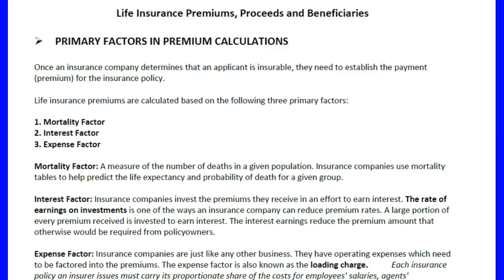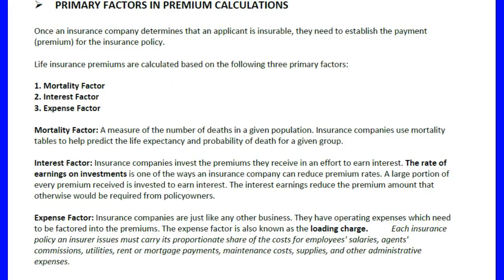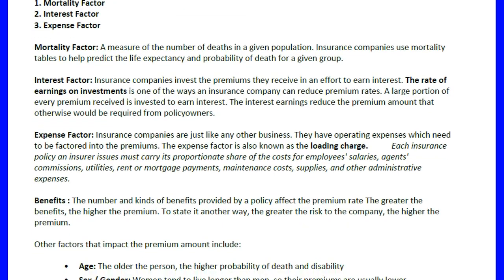Three: mortality, interest, expense. Mortality measures the number of deaths in a given population, which gives an idea of how much you're going to pay in that group. Interest: every amount of premiums they have is an amount that will earn interest, and the rate of earnings will reduce the premium rates.